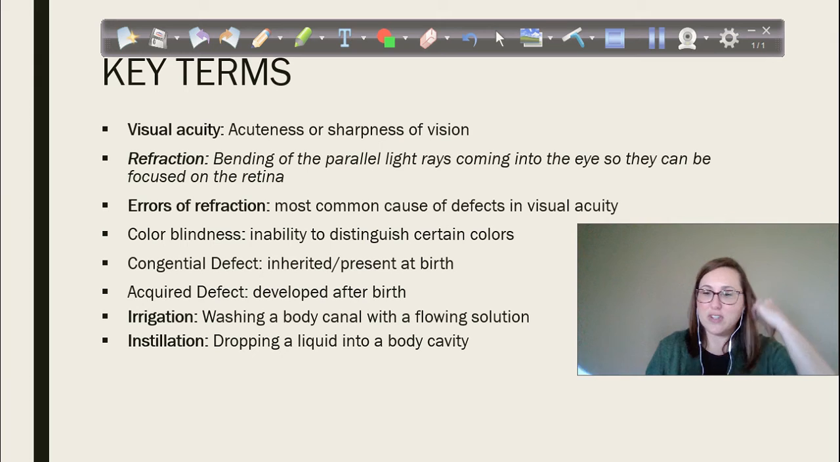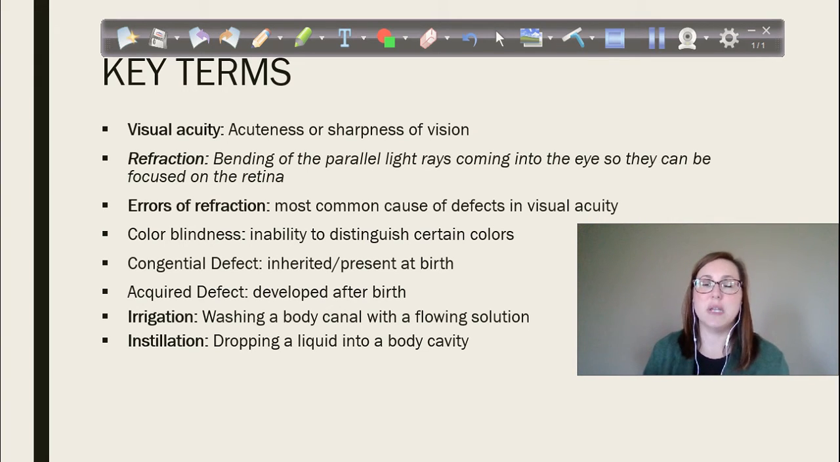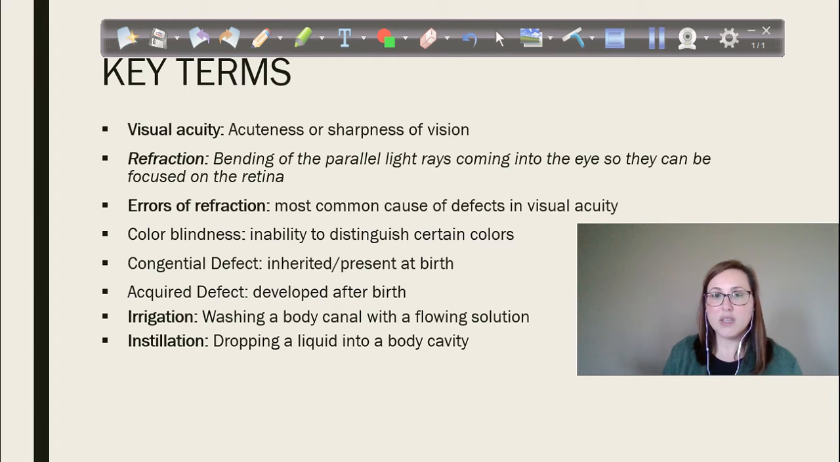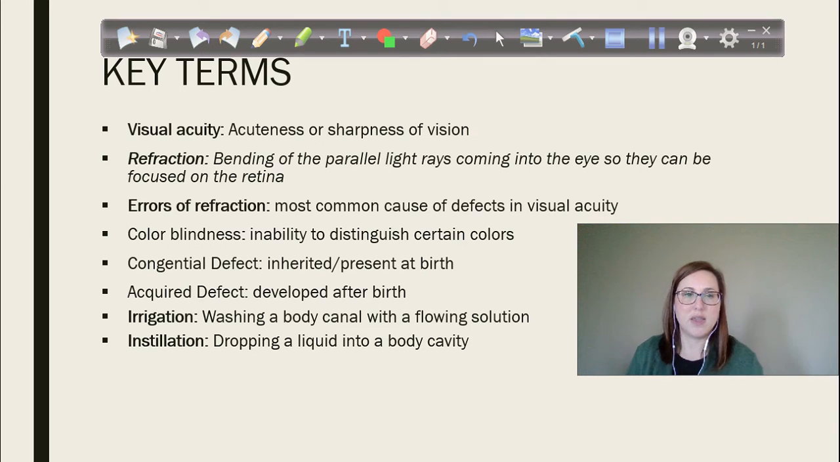We want to talk about visual acuity. Visual acuity is the sharpness of our vision, how well we see. Refraction has to do with the bending of light rays that come into our eye, and that helps focus on the retina. Errors in refraction are the most common causes of our visual defects in our visual acuity.